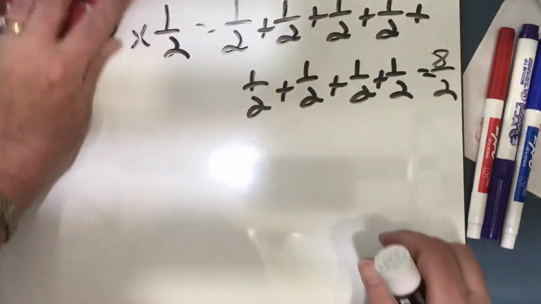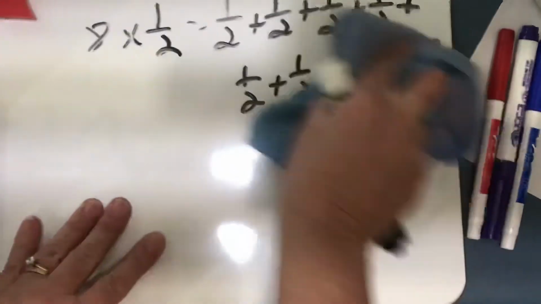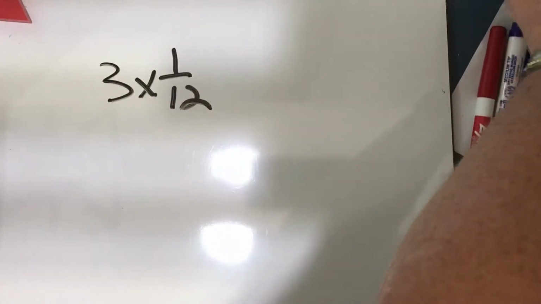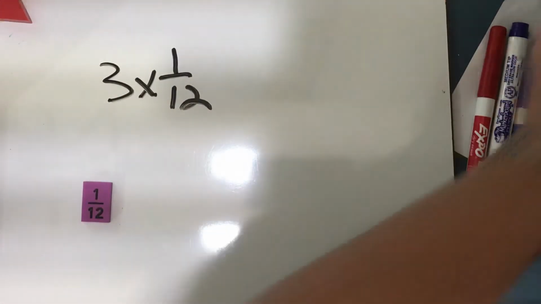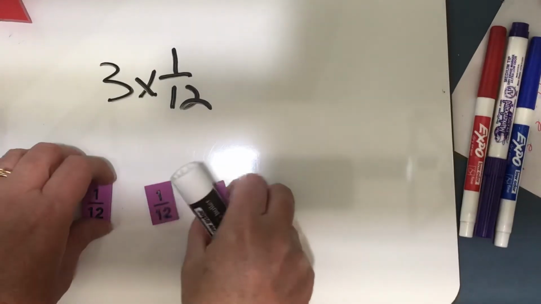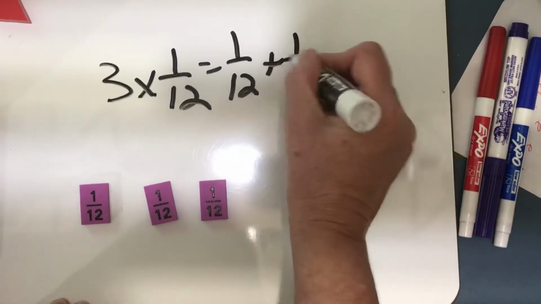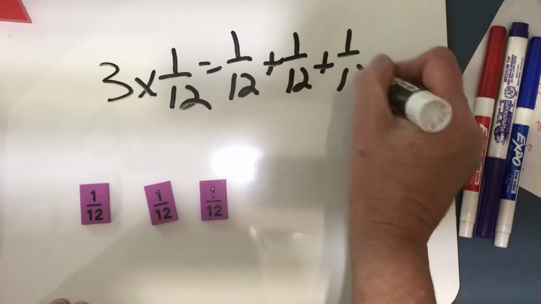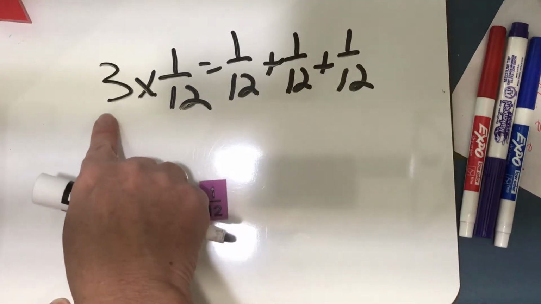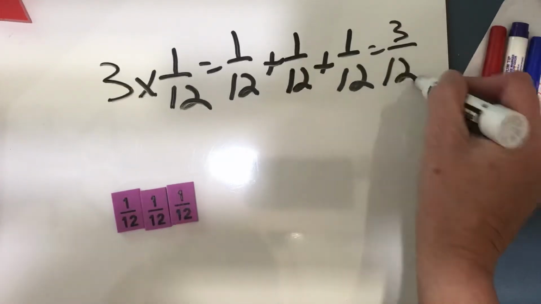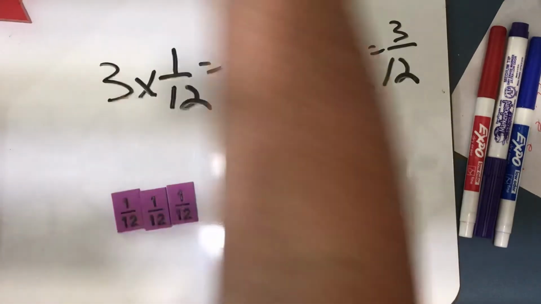Number 2 says 3 times 1/12. So that means I have 1/12 3 times. So here's 1/12 plus 1/12 plus 1/12. Okay, so that's how I write it as addition. I know I need 3 because 3 is my whole number I'm multiplying by. I put that together, that equals 3/12.